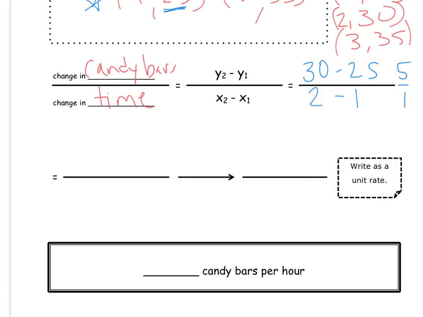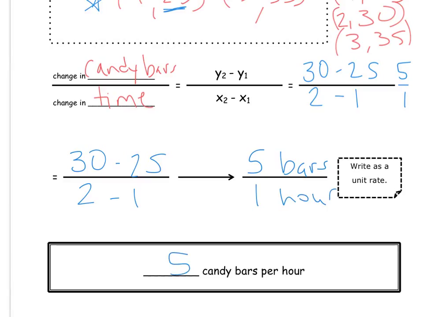This is the same stuff. This information here is the same stuff that we have here. So 30 minus 25 over 2 minus 1 gives us 5 per hour. So 5 candy bars, 5 bars per 1 hour. And then put it down here as your answer.